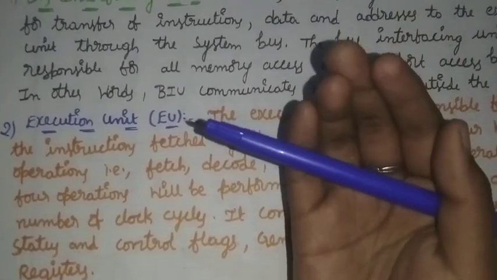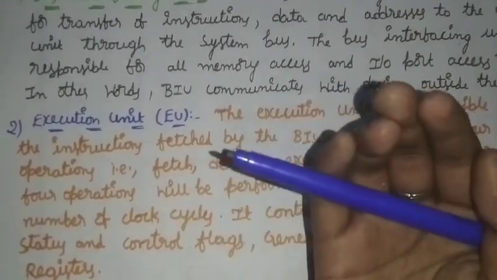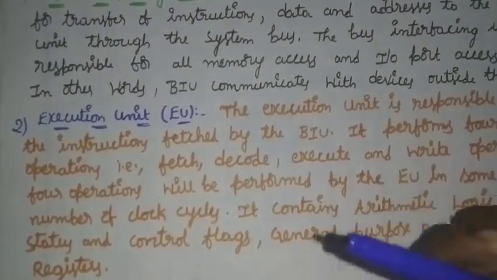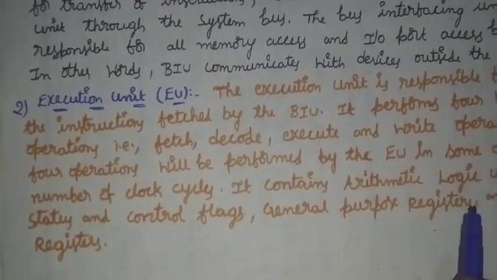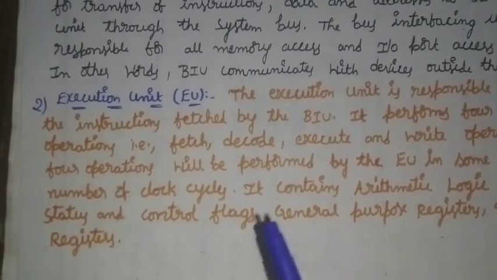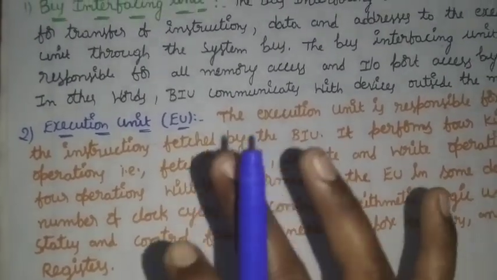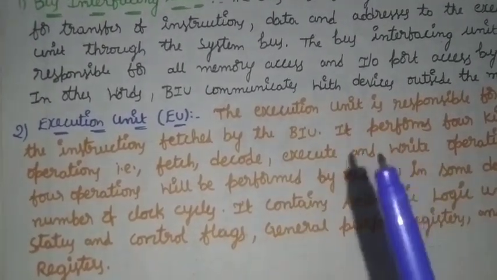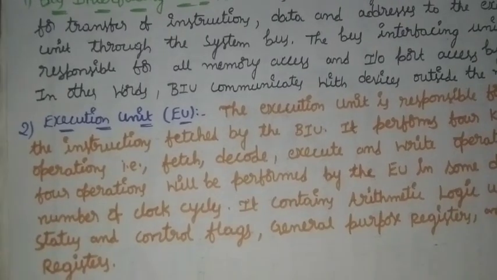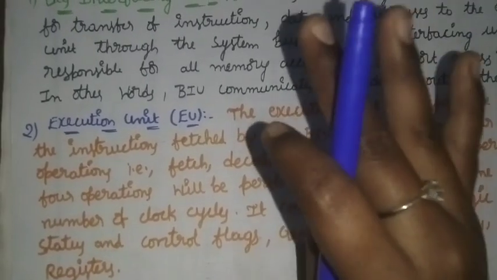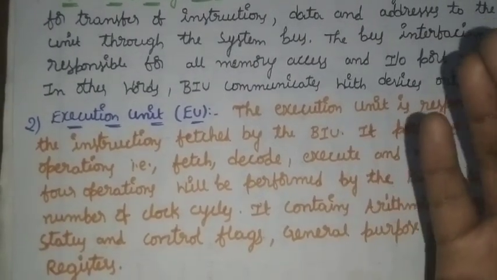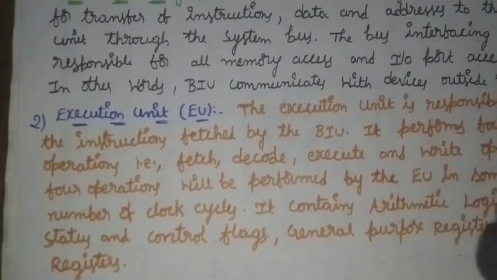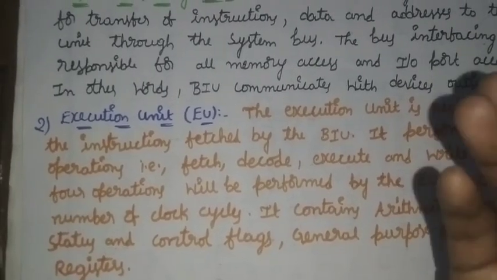The execution unit also contains arithmetic logic units, status and control flags, general purpose registers and special purpose registers. This is about the execution unit. By using all these, it will perform the fetch, decode, execute and write operations of the instructions.